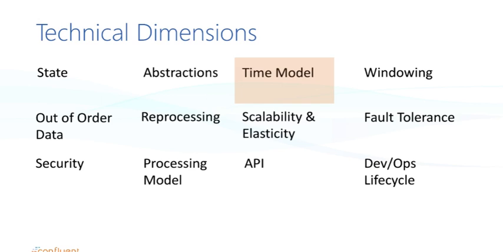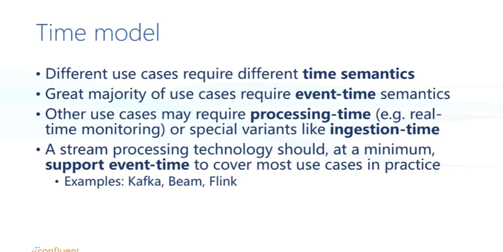The next dimension is the time model. What is important to understand here is that different use cases require different time semantics. In general, the great majority of use cases require event time semantics, and I'll explain in a second what that is. Other use cases may require processing time, for example, when you're doing real-time monitoring, such as the example that I showed earlier, or some specific, more niche variants. So when you're picking your technology, you should look for one that at a minimum supports event time, because that means you are able to cover most of the use cases in practice.